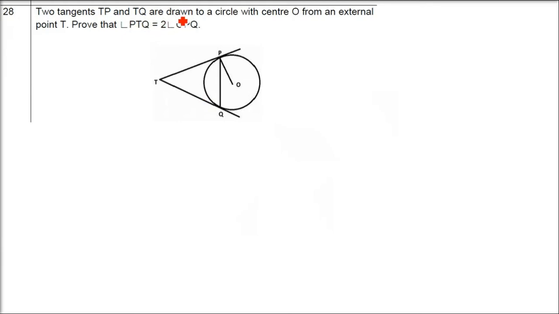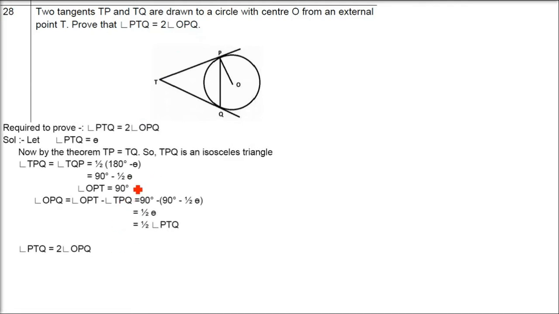Two tangents TP and TQ are drawn to a circle with center O from an external point T. Prove that angle PTQ equals twice of angle OPQ. So the solution is in front of you. This is exactly how you are going to write.